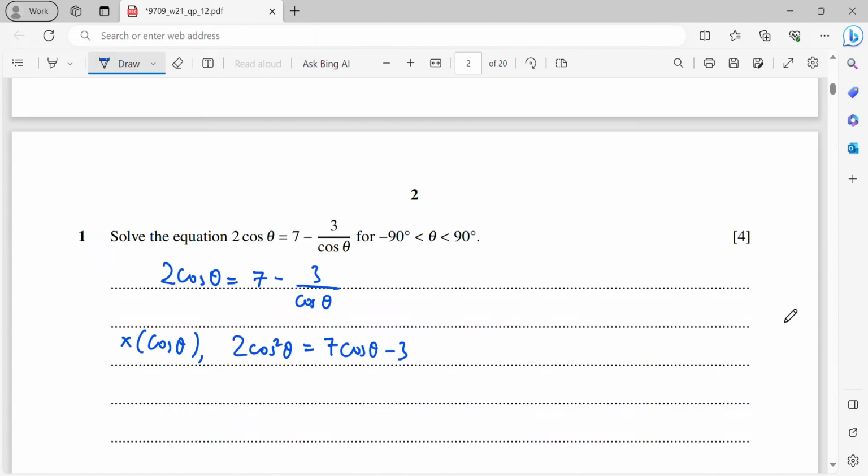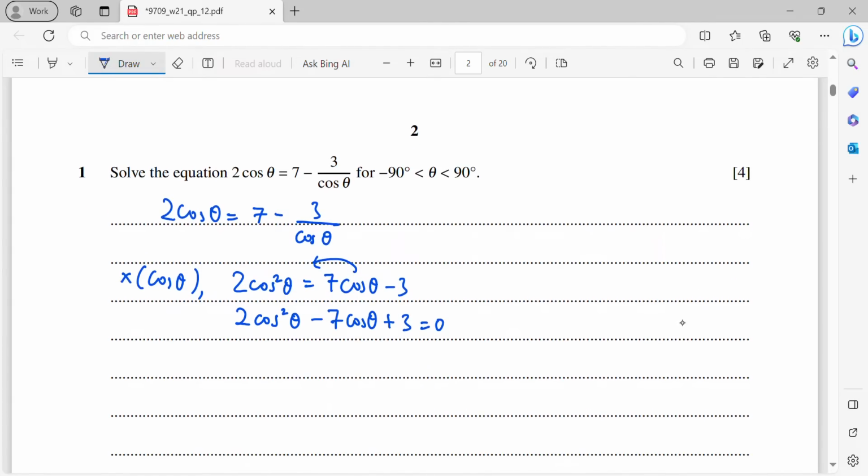Okay, so from here, rearrange the equation to get a quadratic equation. So I will move the terms on the right side to the left hand side. When you move, you will get 2 cos squared theta minus 7 cos theta plus 3 equals 0. Now your quadratic equation is in terms of cos theta, that means I can factorize it into two linear factors, but in terms of cos theta. So here will be cos theta minus 3 times 2 cos theta minus 1 equals 0.